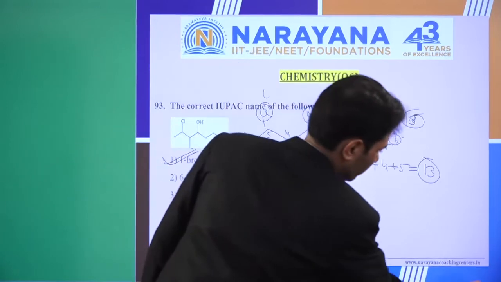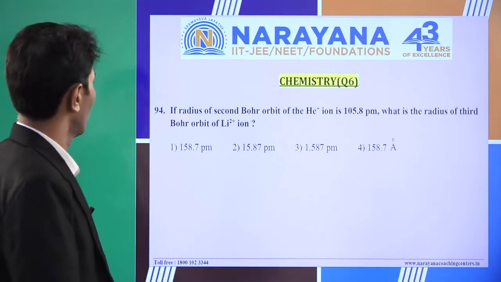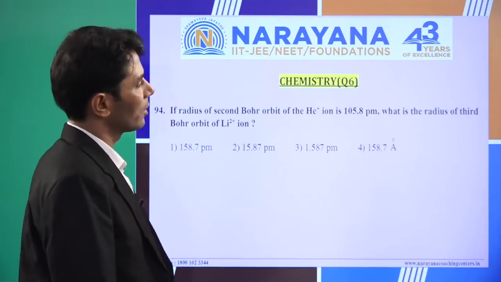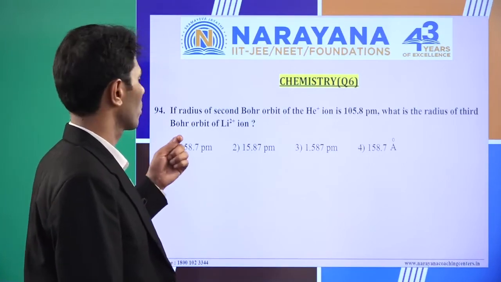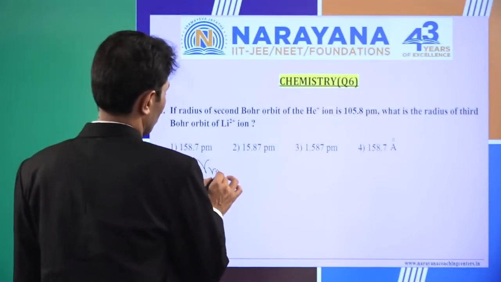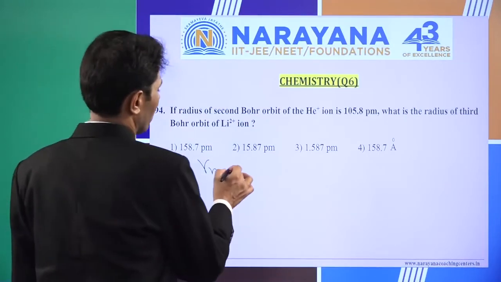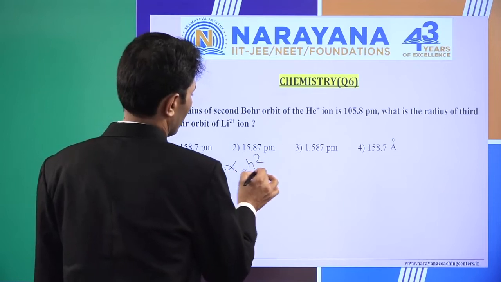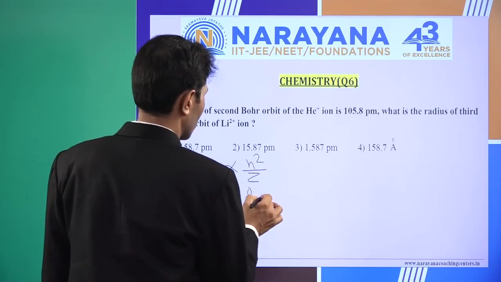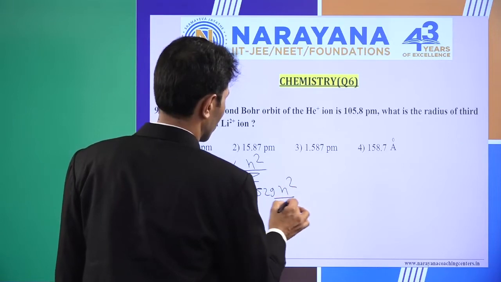Okay. The next one, again a simple question. They are saying the radius of the second Bohr's orbit for He plus ion is this much. What will be the radius of the third Bohr's orbit of Li plus 2 ion? So we know what the case is for the radius of hydrogen or hydrogen-like species. We can say it is directly proportional to n square and inversely proportional to z. Or you also know it is 0.529 n square over z.